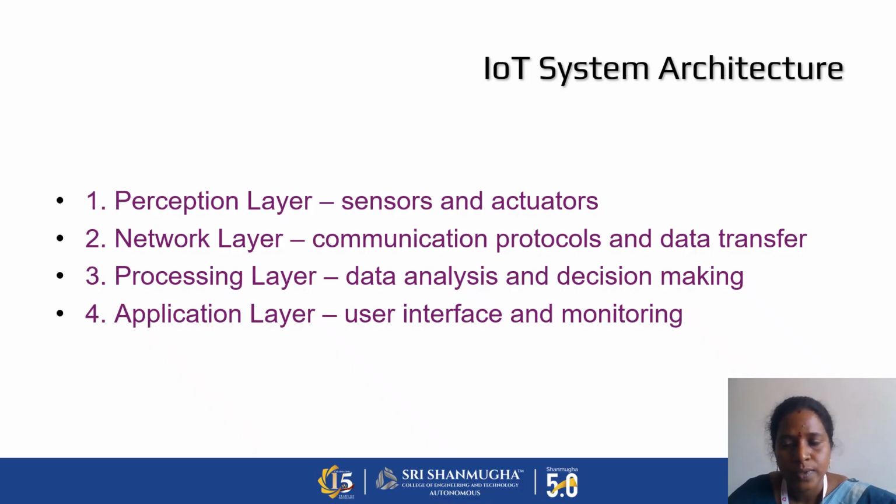Now the Internet of Things system architecture. Here we discuss the layers: the perception layer, connected to sensors and actuators; the network layer, connecting to the communication protocols for sending and receiving signals, information or any data; the processing layer, for data analysis and decision making; and the application layer, used to interface with users and monitor the entire system.